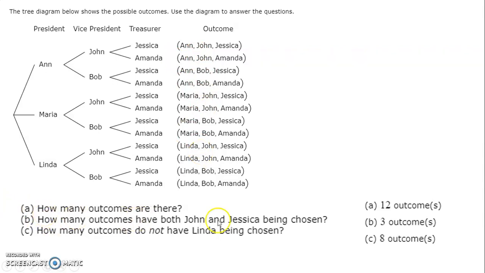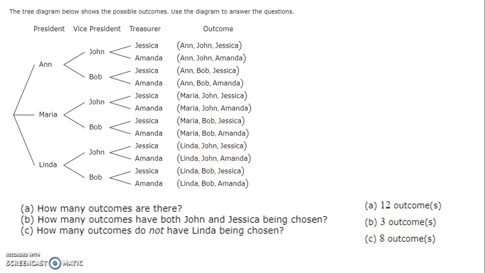So question A is, how many outcomes are there? If you just count, there are 12 outcomes. How many outcomes have both John and Jessica being chosen? If you look through the list, you need both John and Jessica. So the first one right there, this middle one right here, and this one right there. There are a total of 3 of those.